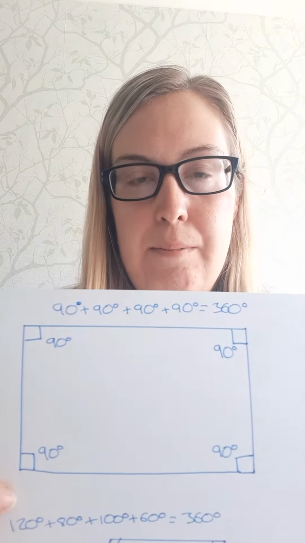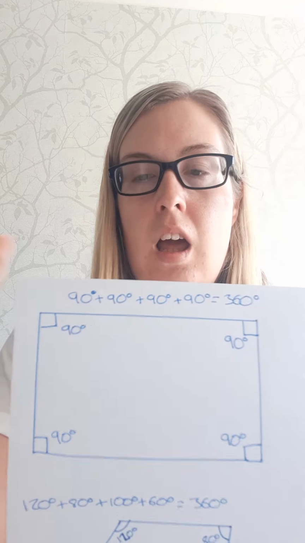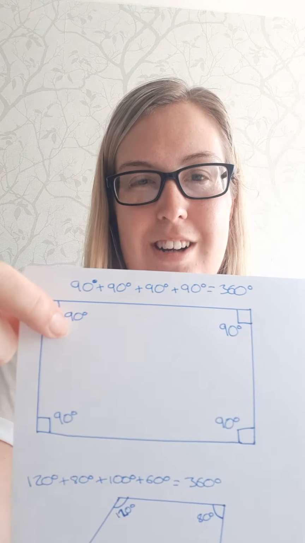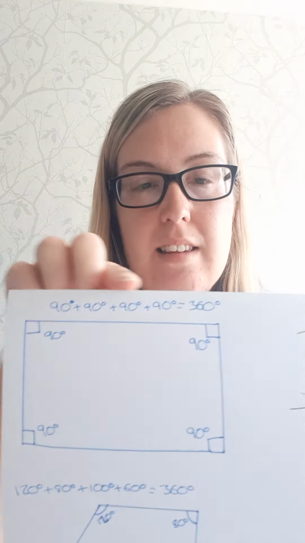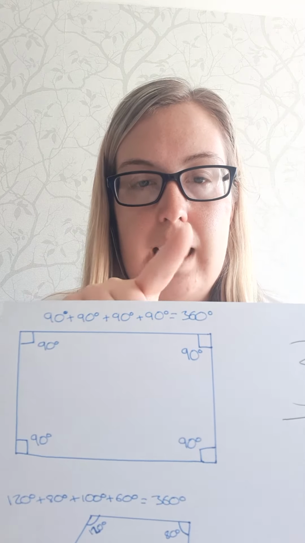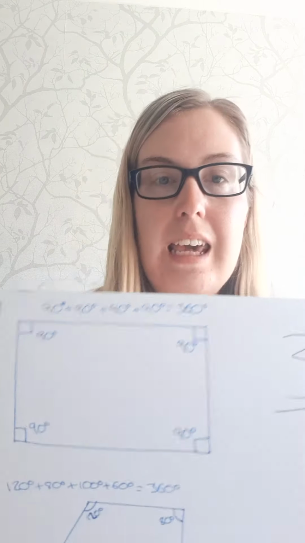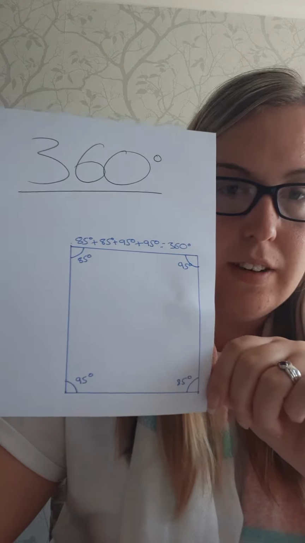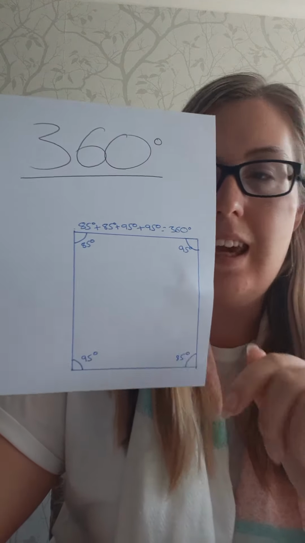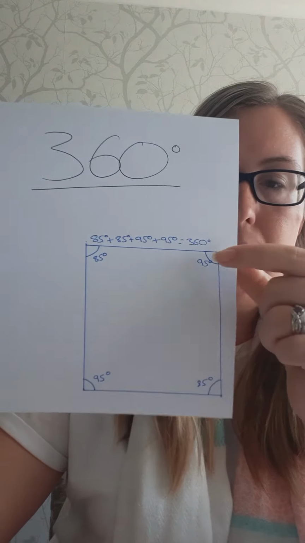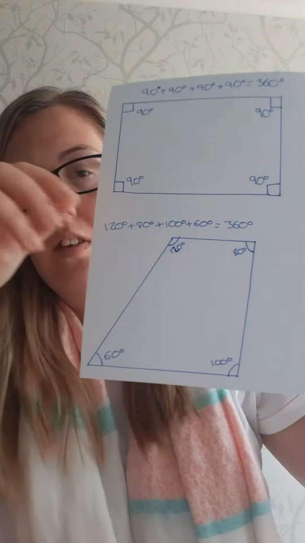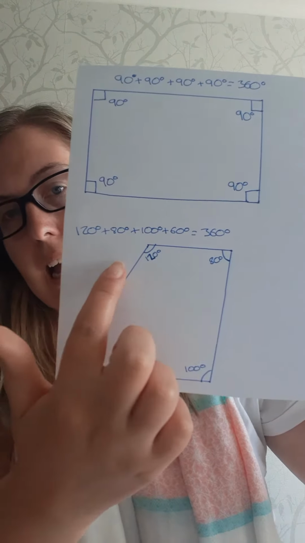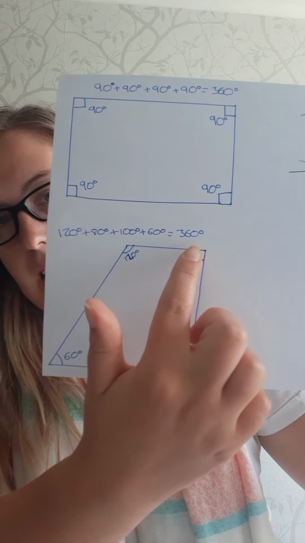If we look at this example here, this is a very basic rectangle. Each corner is 90 degrees, indicated by the square, but also by me writing 90 degrees. When we add all these up, you can see in my rectangle, all of the angles add up to 360. If, however, we looked at a more irregular shape with 85 and 95 degree angles, you can see that if I add all of them up, I would still get 360. The same with this irregular shape.